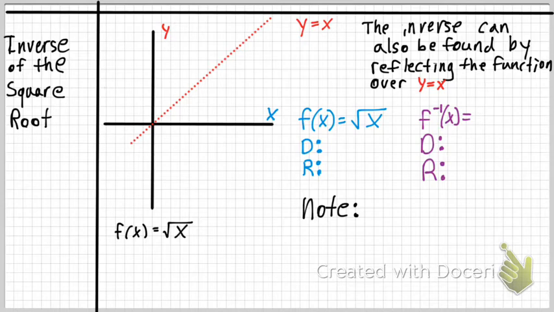What I want to do is change f of x into a y. So this becomes y is equal to square root x. And then I want to solve it for x, just like I did before. So I just square both sides, and I get y squared is equal to x, and then I do my notation change. So I say f negative 1 of x is equal to x squared.